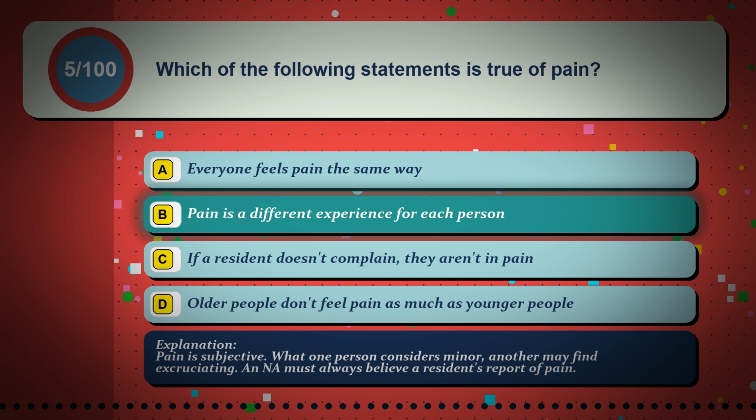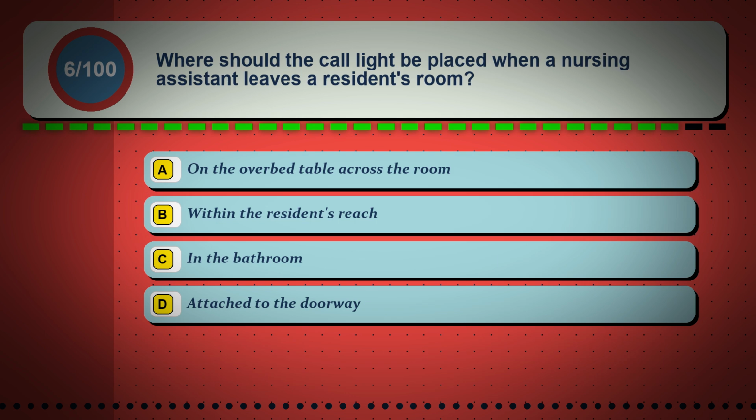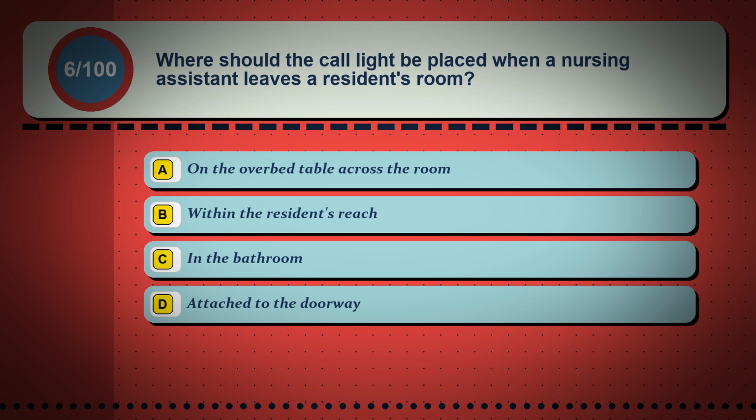Question 6. Where should the call light be placed when a nursing assistant leaves a resident's room? Option A. On the overbed table across the room. Option B. Within the resident's reach. Option C. In the bathroom. Option D. Attached to the doorway.